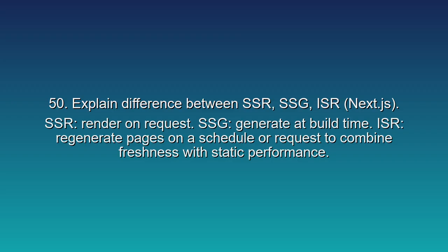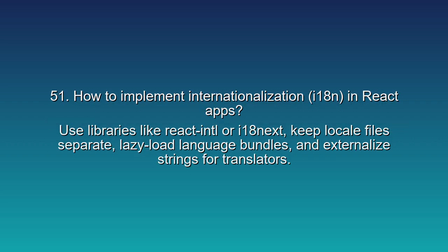50. Explain the difference between SSR, SSG, ISR in Next.js. SSR: render on request. SSG: generate at build time. ISR: regenerate pages on a schedule or request to combine freshness with static performance. 51. How to implement internationalization, i18n, in React apps? Use libraries like React Intl or i18next. Keep locale files separate, lazy load language bundles, and externalize strings for translators.